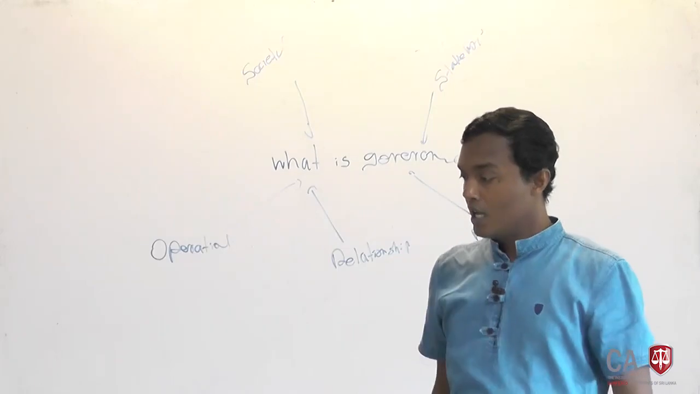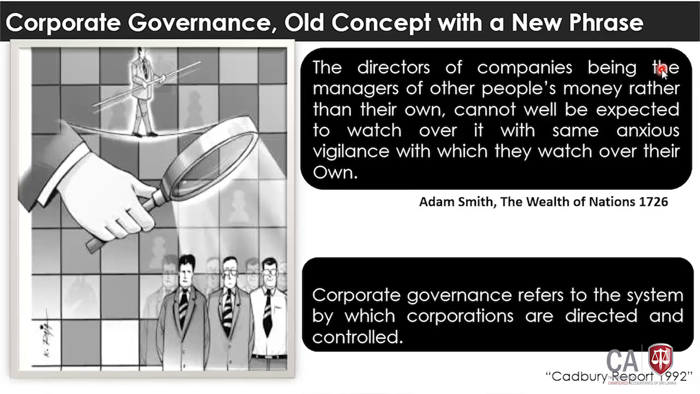What is the statement? Directors are the managers of other people's money, rather than managing their own money. Now, whose money do directors manage? It is from their pocket to others' pocket. Therefore, Adam Smith says, you cannot expect them to take care of that money with the same anxious vigilance. Anxious vigilance means you are very careful about how money is being spent. So, you can't expect that.